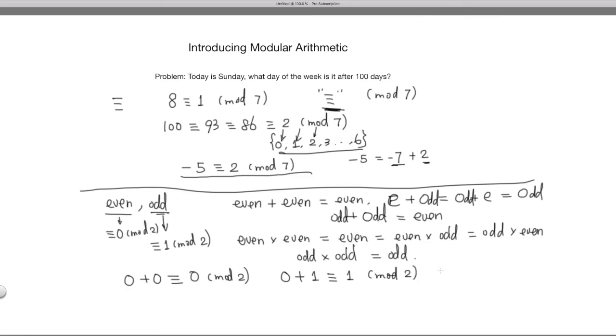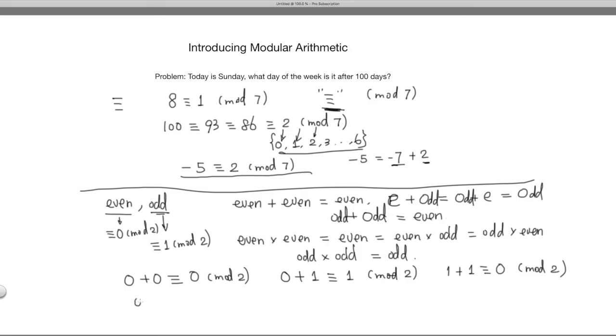How about 1 plus 0? The same thing, equals 1. How about 1 plus 1? Now 1 plus 1 in the normal operator equals 2. But 2 divided by 2, the remainder is 0. So 1 plus 1 equals 0, which is odd plus odd equals even, equivalent to even.